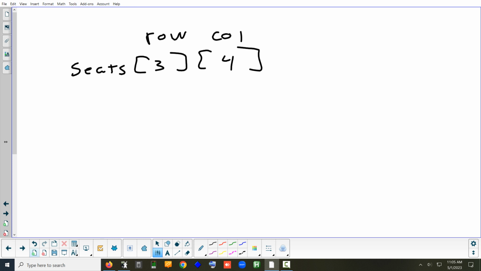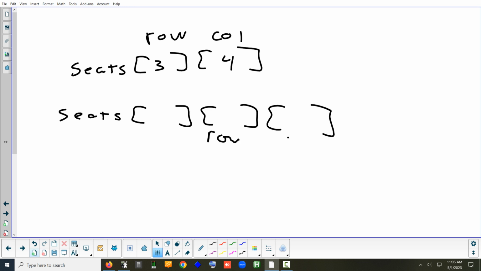So 2D works perfectly. But what if you wanted to make a seating chart for the entire school? Well, there might be somebody else in row 3, column 4 in a different room. So then what I'd do is probably make a 3-dimensional array where this is still the row, this is still the column, but then this would represent the room. So I could assign a room number to each classroom. And I could say, okay, in room 2, who's sitting in row 3, column 4. So now it's 3D. Room, row, column. That would be the use for a 3D matrix.